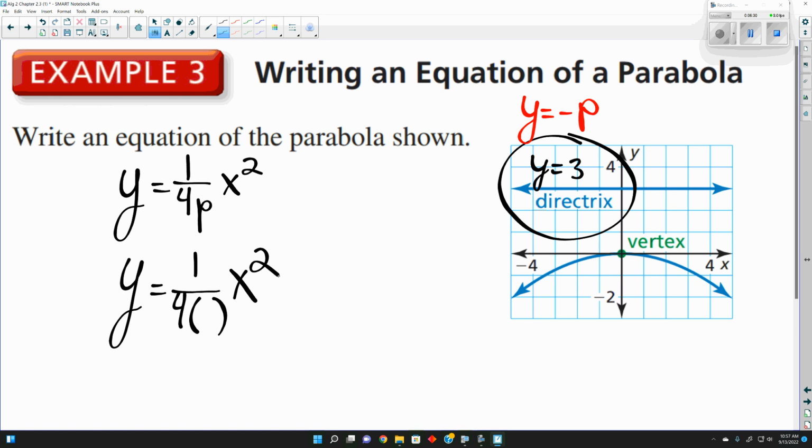So what we're saying is what? That negative p is equal to 3. So if we need to find the value of p from this here, we can divide both sides by negative 1, telling us that p is equal to negative 3. So at this point here, we just need to plug it in and solve.